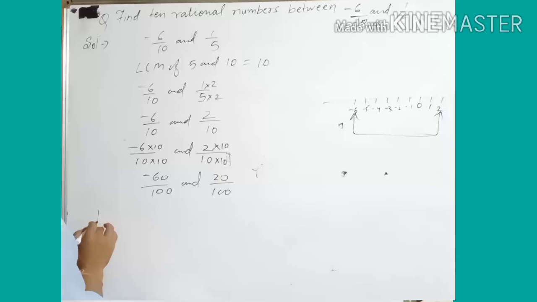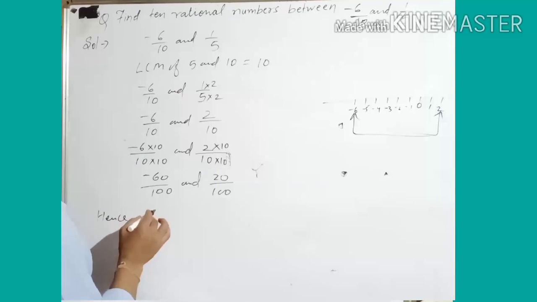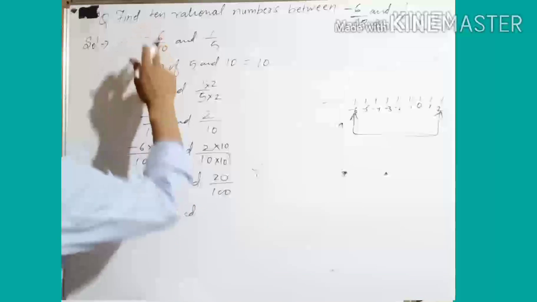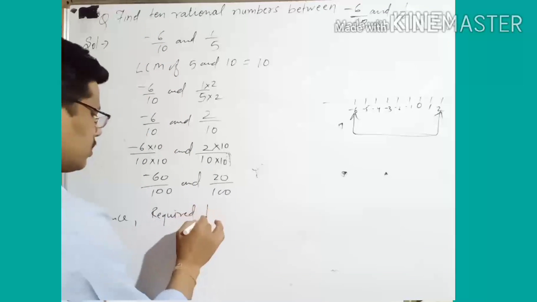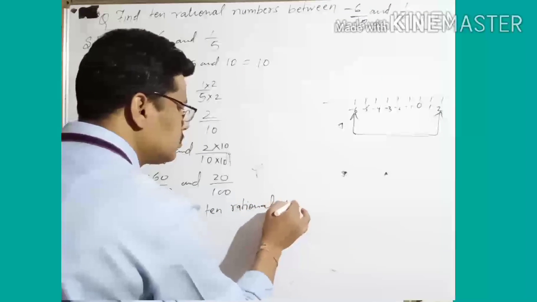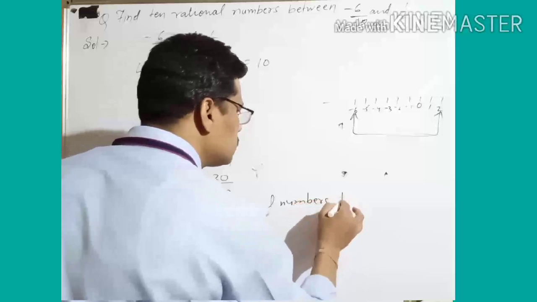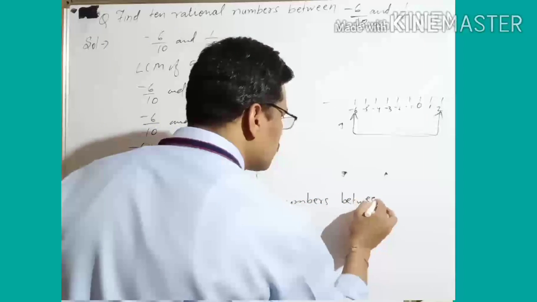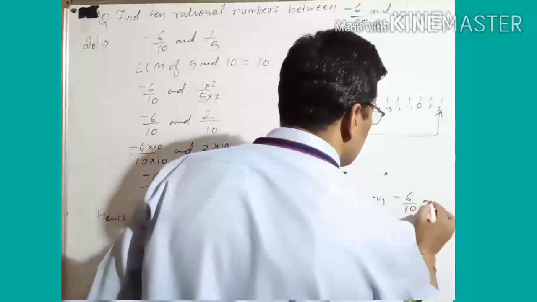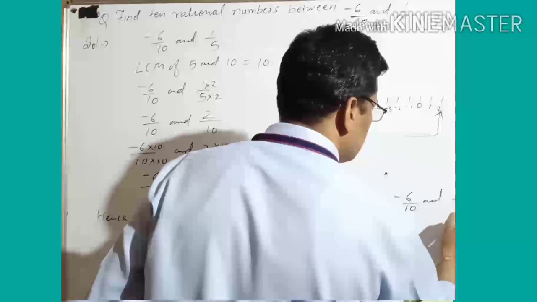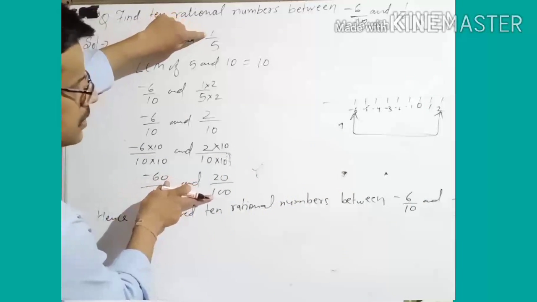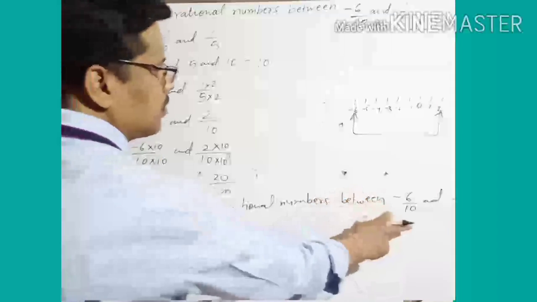So I can write here, hence required. How many numbers do we have to write? 10. So I can write here, hence required 10 rational numbers between minus 6 upon 10 and 1 upon 5. Okay, I already made it clear these are equivalent fractions, equivalent fractions having the same value. So we can write minus 6 upon 10 and 1 upon 5.